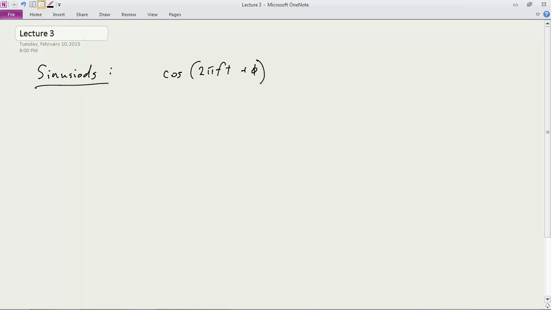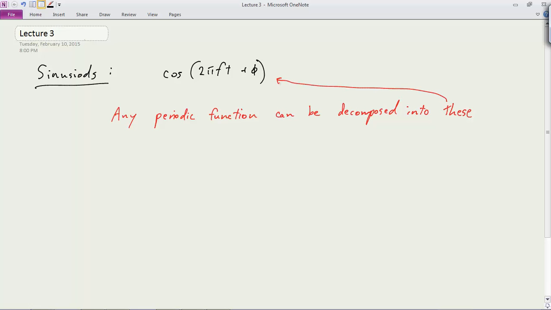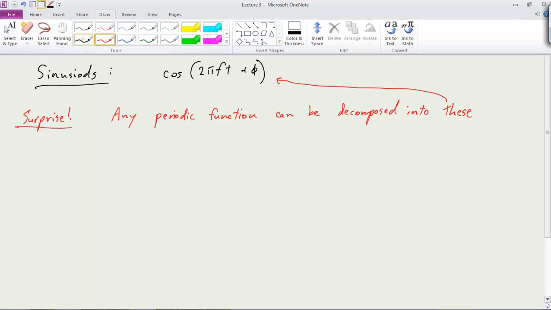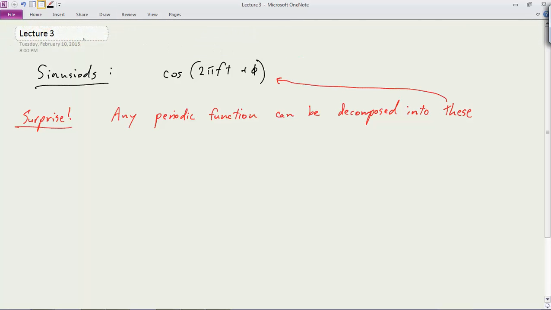Now, of course, what's the surprise here is that any periodic function can be decomposed into these. So any periodic function can actually be decomposed into a sum of cosines of this form. All right. So this is actually general enough to represent all periodic signals. So let me show what I mean by that.